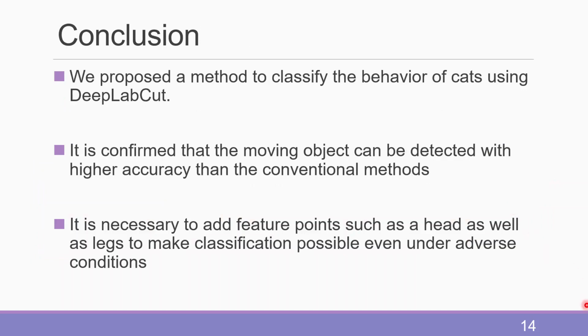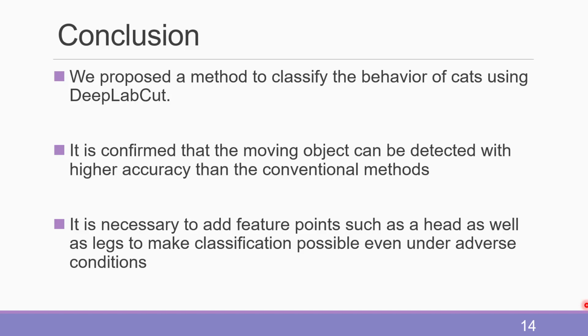Here is a summary of this presentation. In this paper, we proposed a method to classify the behavior of cats using DeepLabCut. DeepLabCut can keep tracking of feature points without being affected by shadows or brightness. In this respect, it is confirmed that the moving object can be detected with higher accuracy than the conventional methods.